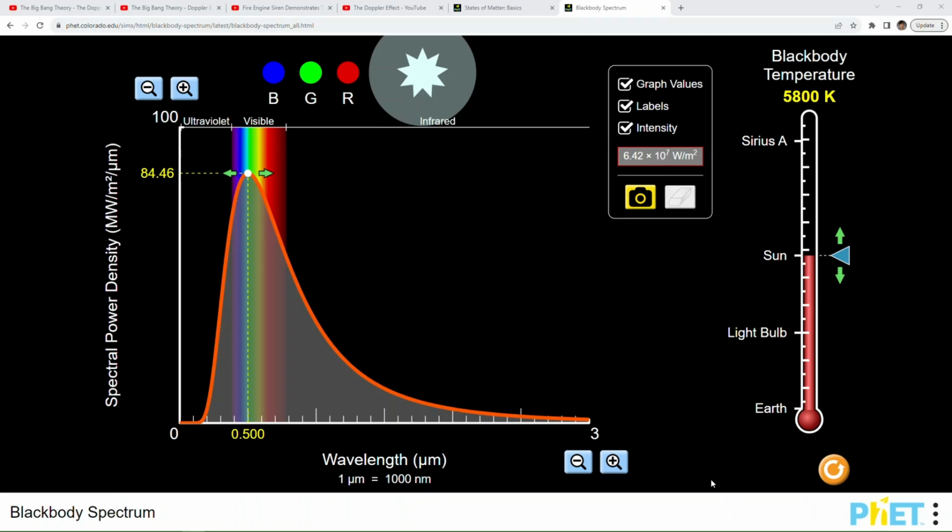Now let's go ahead and look at the simulation to see what color a star should look like at different temperatures. So let's first start with the sun. You can see the surface temperature of the sun is about 6,000 Kelvin. If you look at the sunlight, it's mostly white. It's more like yellowish white, but if you look at it directly, it's mostly white.